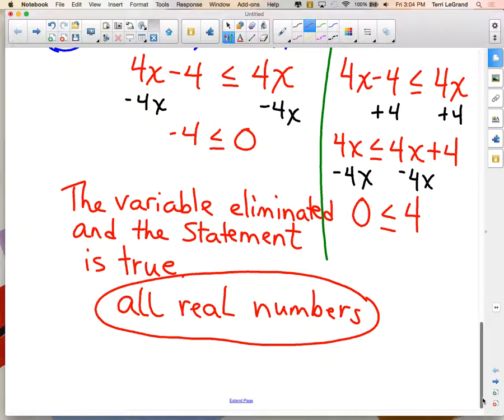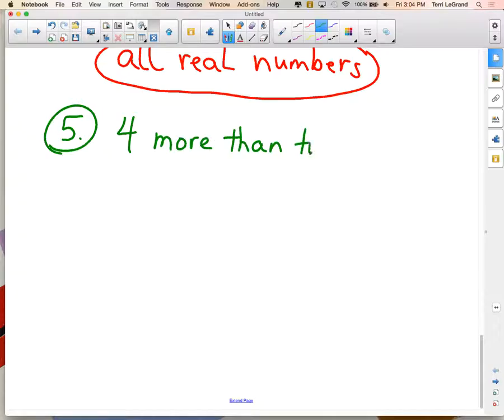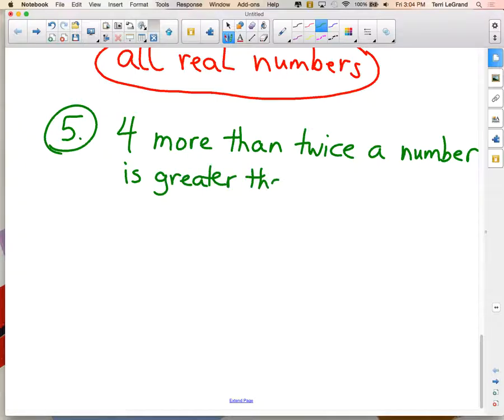Okay, let's go on to one more, and you're going to have to write out a statement here for this one. So number 5. 4 more than twice a number. 4 more than twice a number is greater than 2/3 of the number.